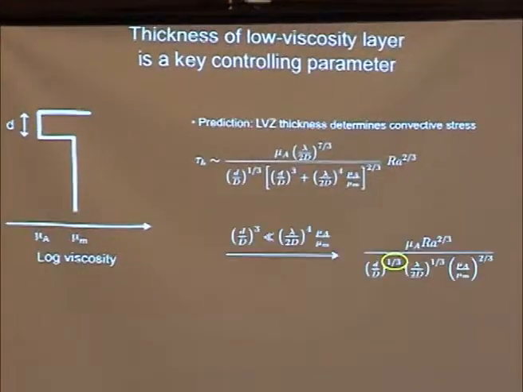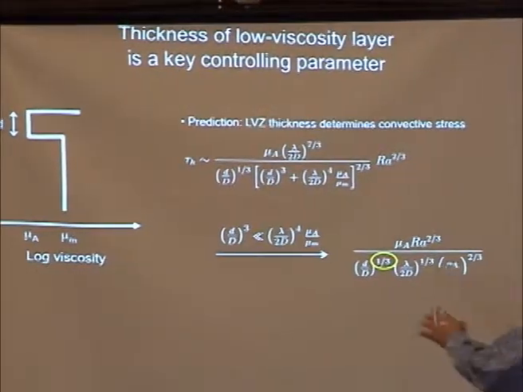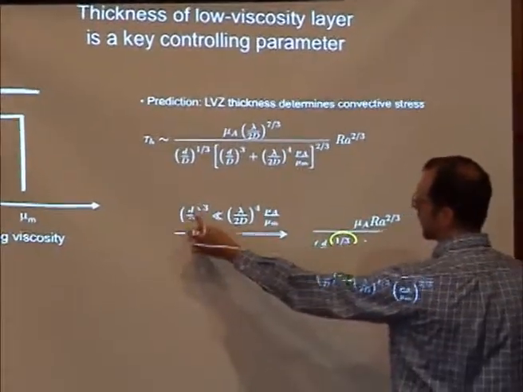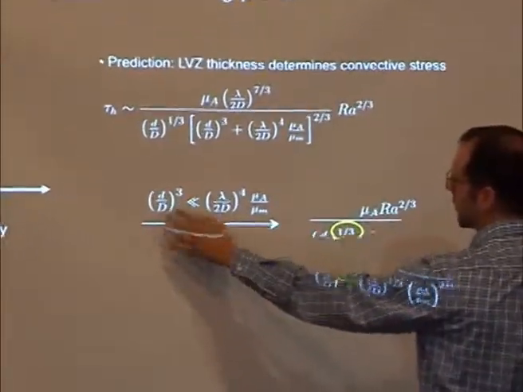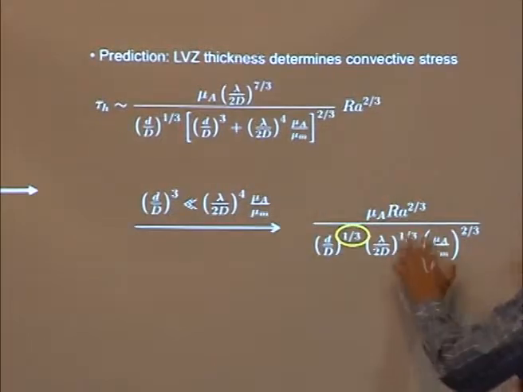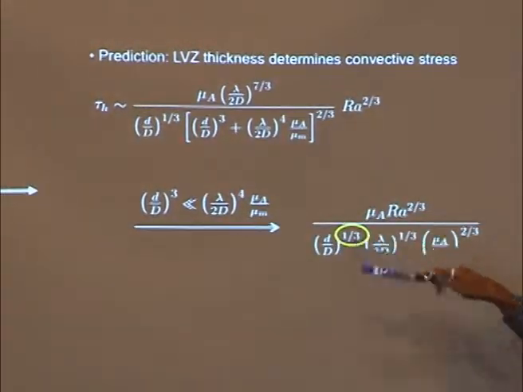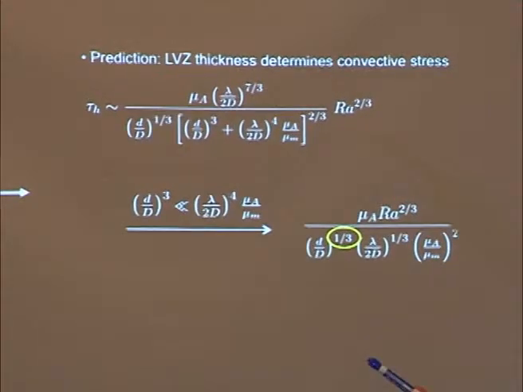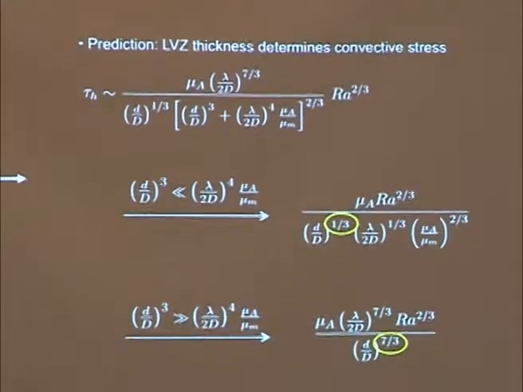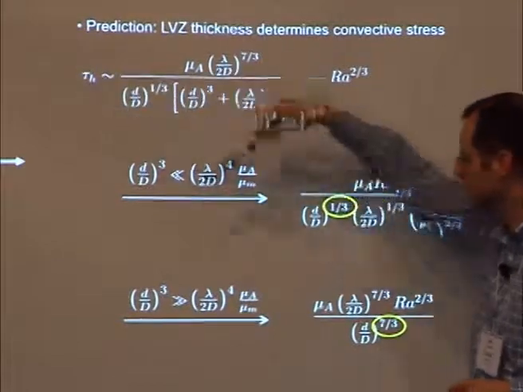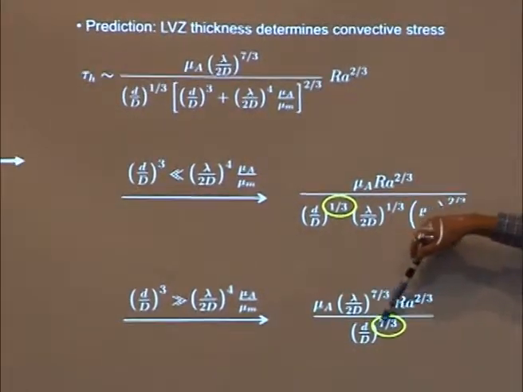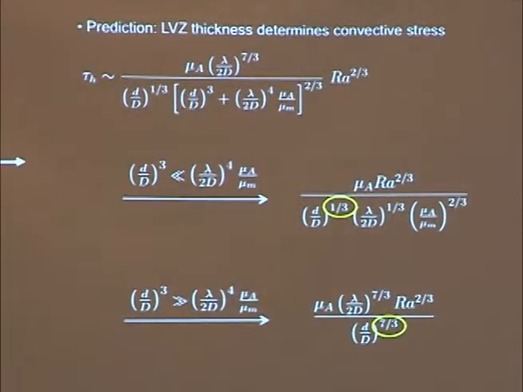So let's assume, for one, that I'm looking at a very thin layer limit. Then this term would be much smaller than this one, and the scaling would go down, so that the predicted shear stress scales as d to the minus 1/3. If you take the other end-member limit, you come up with a scaling where the predicted shear stress scales with this thickness to the minus 7/3.